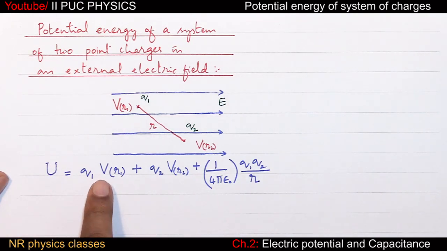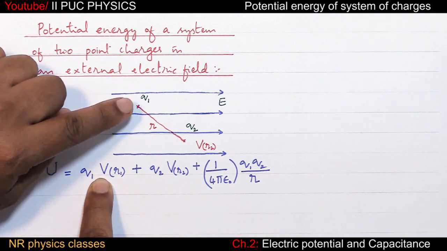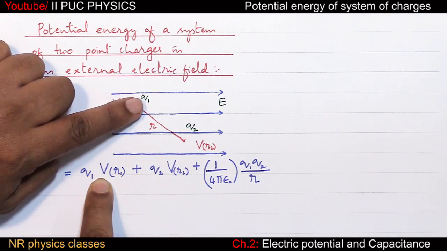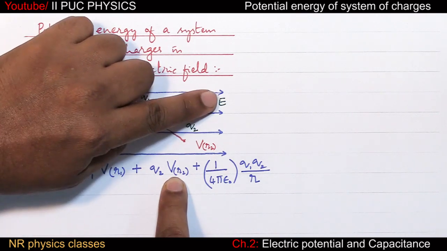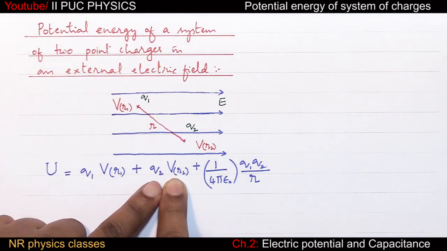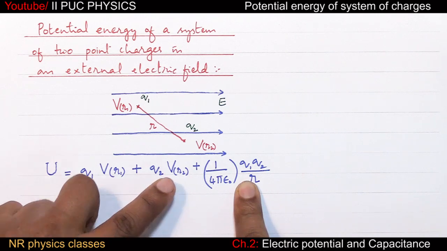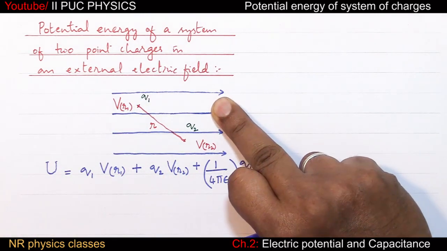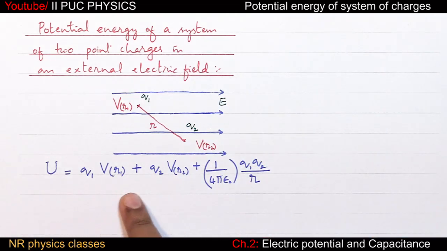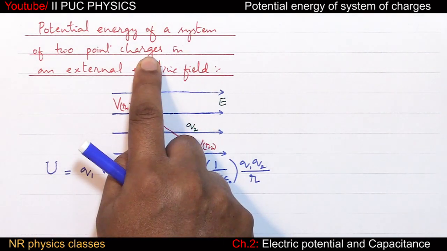Let me repeat. This is potential energy in the electric field due to Q1. Potential energy in the electric field due to Q2. This is potential energy of these 2 charges. Neglect electric field. So this is the total electric potential energy for this case.